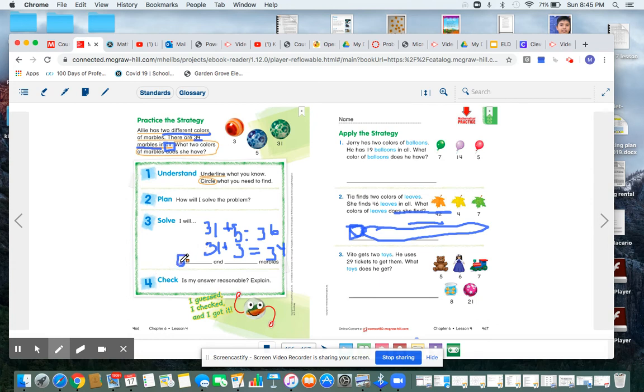I'm not going to write it out because I can't. Green and then the red. So I'm going to write green and red. How am I going to check my answer? So is my answer reasonable? Let's go and check.